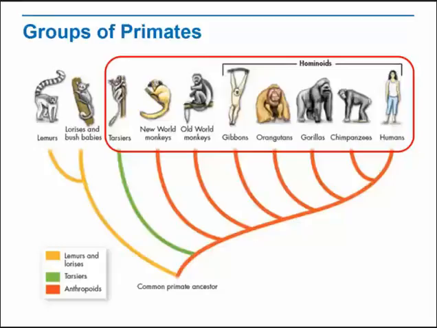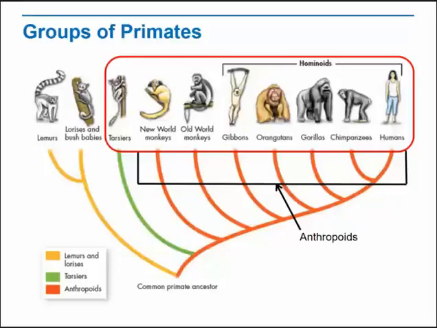Anthropoids split into 2 groups around 45 million years ago as the continents on which they lived moved apart. Members of one anthropoid branch, the New World monkeys, are found in Central and South America. Europeans referred to North and South America as the New World. Members of this group, which include squirrel monkeys and spider monkeys, live almost entirely in trees. They have long, flexible arms that enable them to swing from branch to branch.